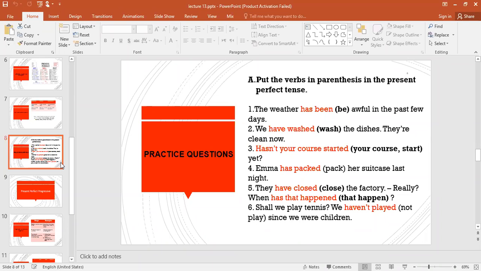As you can see here, there's nothing new. It's just an exercise, an example of how we change the verbs into the present perfect tense. For example, the weather has been awful in the past few days. We have washed the dishes. They are clean now. All of these are actions that are done.